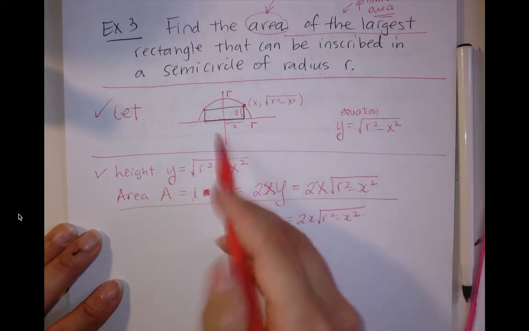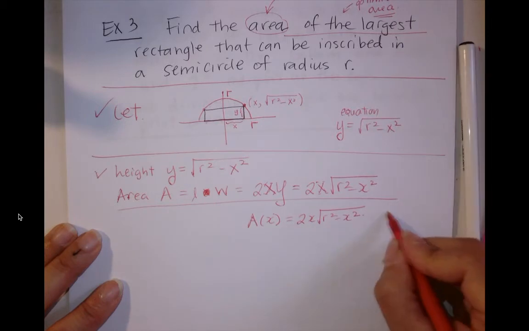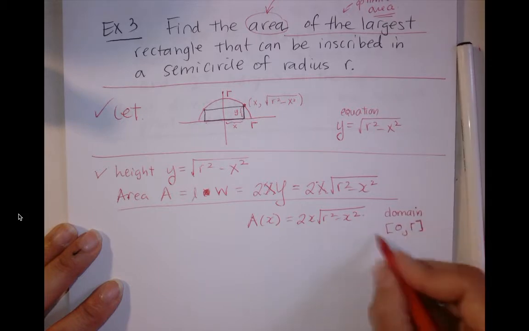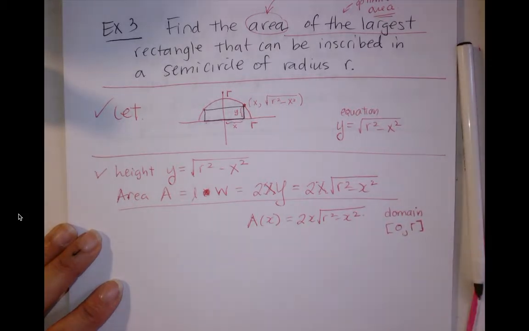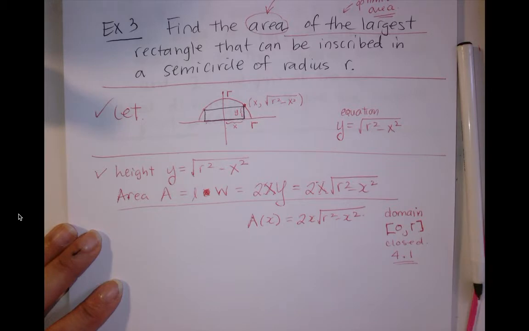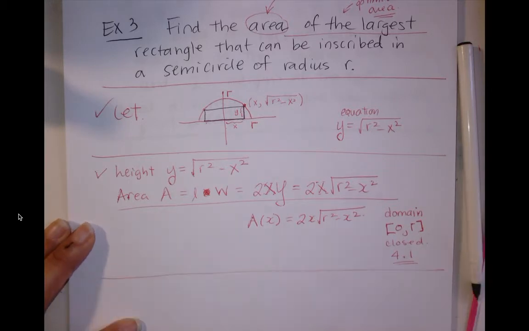The realistic domain: x, the half length, has to be between 0 and r. It can't be negative, and it can't be anything greater than r. So I have a closed interval here, which means I can use the techniques of section 4.1. That was the closed interval method that allowed us to find absolute maxes and mins, or global maxes and mins. Okay, so let's optimize.